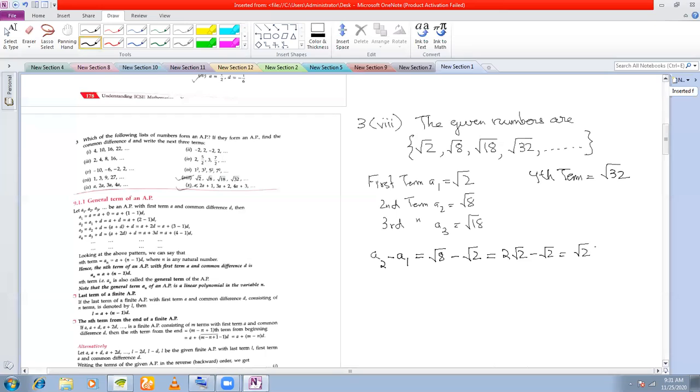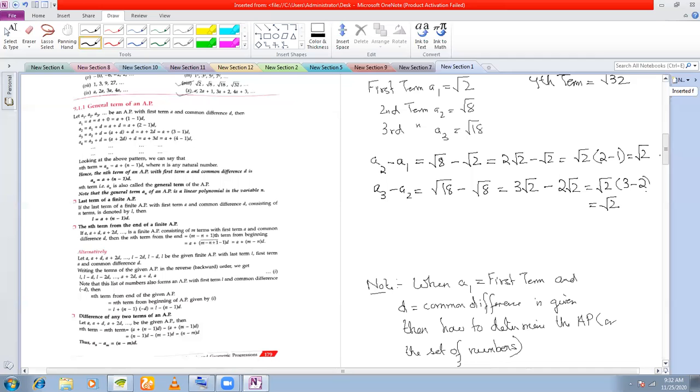So from this you can take √2 common, you get 2 minus 1, which is equal to √2. Next, A3 minus A2. A3 minus A2 is √18 minus √8. √18, if you convert it to a mixed surd, becomes 3√2, right? Minus √8, which becomes 2√2. Now you take √2 common, you get 3 minus 2, which is again √2. Okay, so this is moving towards this. We can now say that it is an AP.